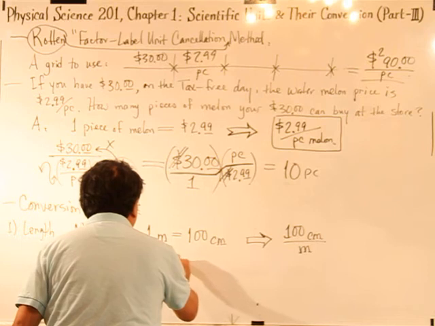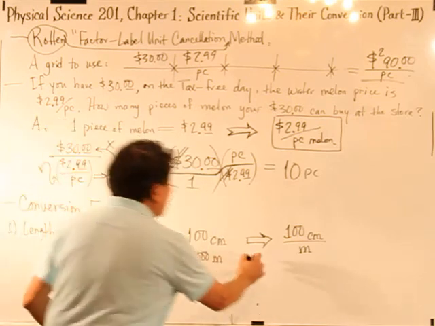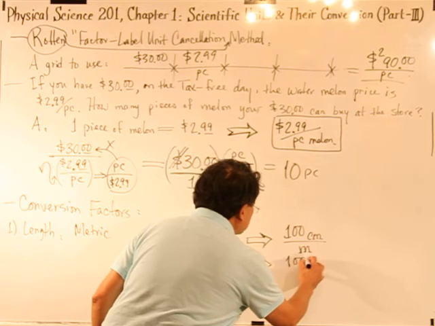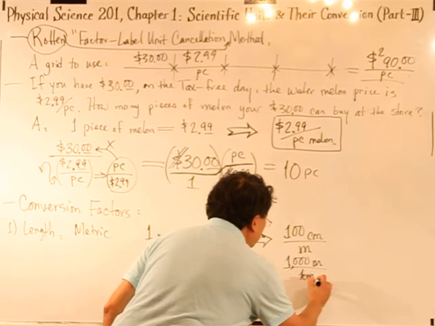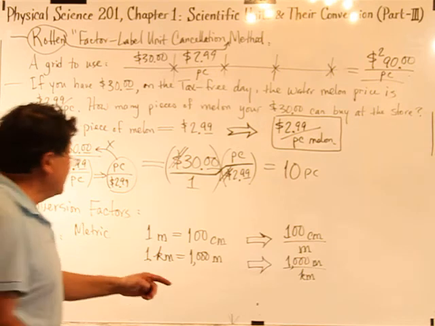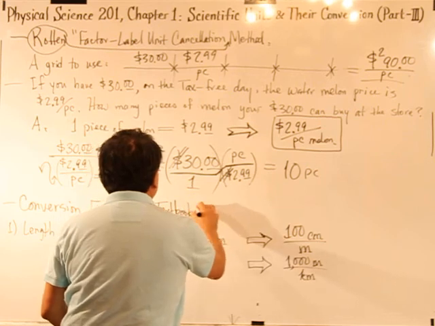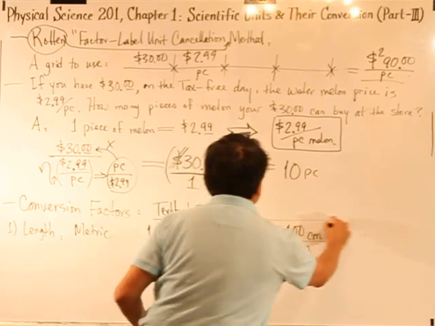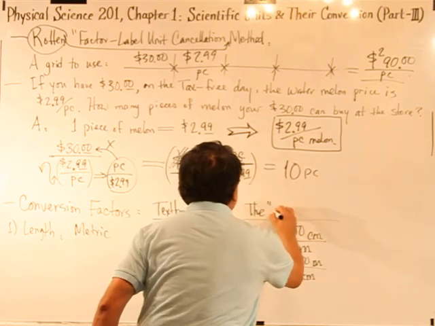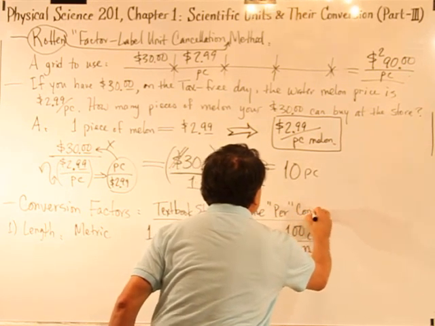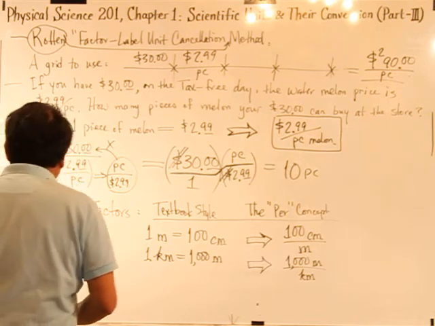1 kilometer equals 1,000 meter. Then you don't use this directly. You use 1,000 meter per kilometer. So the per concept. In your notes, I have a table listed as textbook style converting factor. And here is the price tag, the per concept style. Now we have to use per concept style converting factors for converting units for any entities.